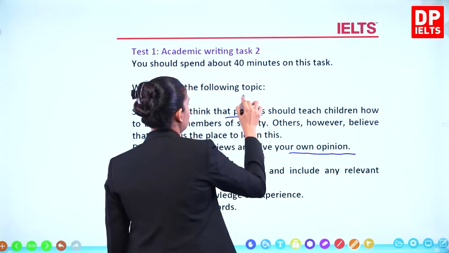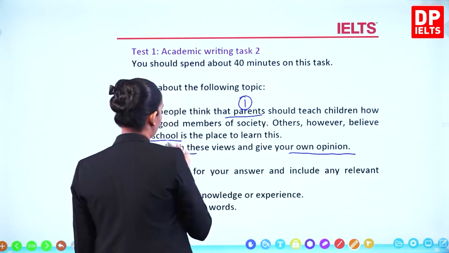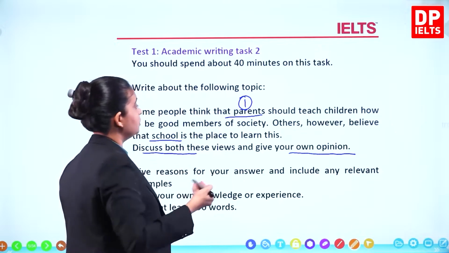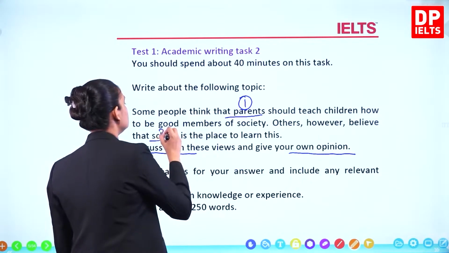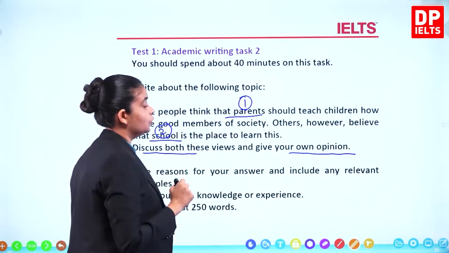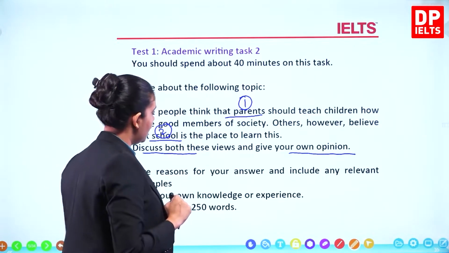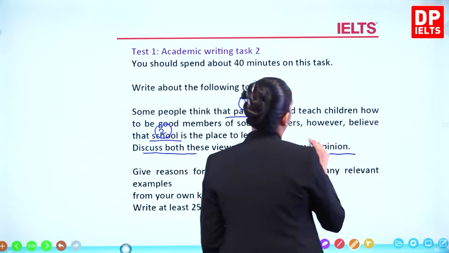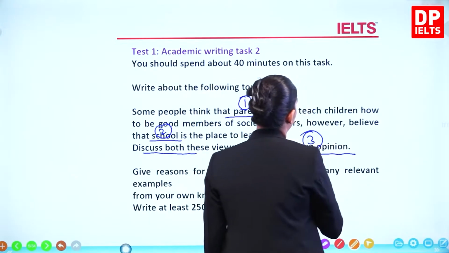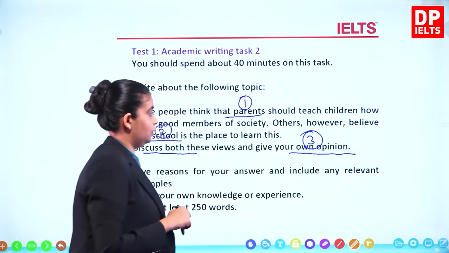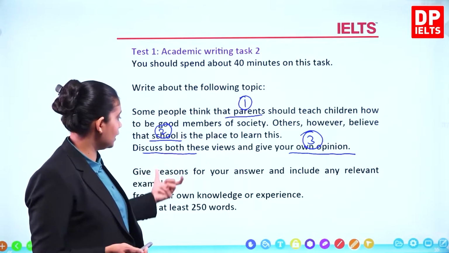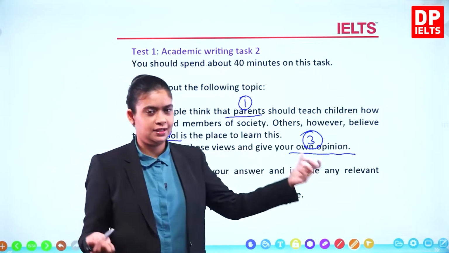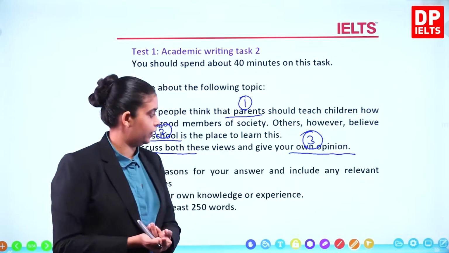So one view is that parents should teach them how to be good members of society, whereas others think that school should teach them how to be good members of society. And then you are supposed to give your opinion. What do you think? So this is a discussion essay plus an opinion essay put together, right?